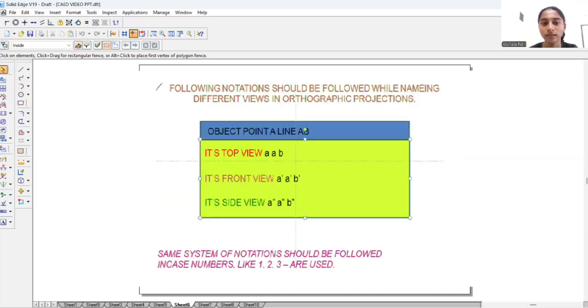So next we will discuss notations that should be followed while naming different views in orthographic projection. The first one is the top view. Top view is denoted as a, b. Front view is denoted as a dash, b dash, and side view is denoted as a double dash, b double dash. The same system of notation should be followed in the case of numbers like 1, 2, 3. So now we will discuss problems on planes and lines.